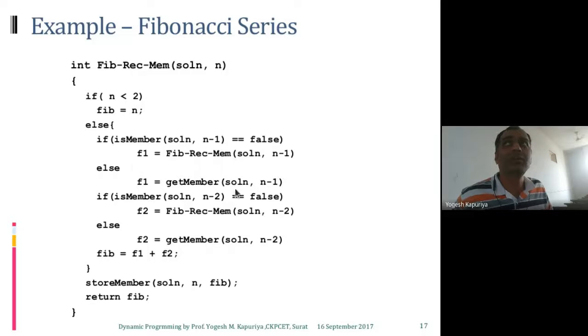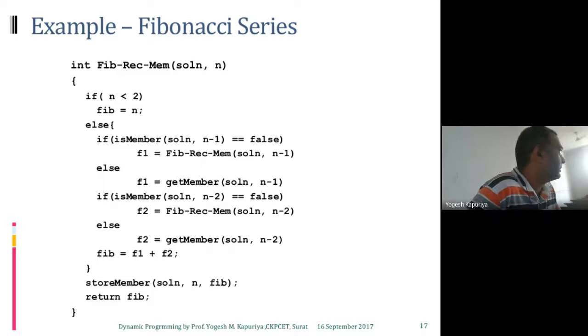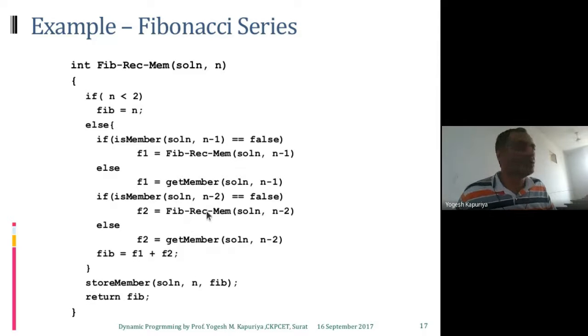Otherwise, what you are doing? Get member, let's say there is some function which is returned. Which member? Solution of n minus 1. So if I have this solution as an array, then I will simply say f1 is equal to solution of n minus 1. Getting this? Same thing will be repeated for n minus 2.